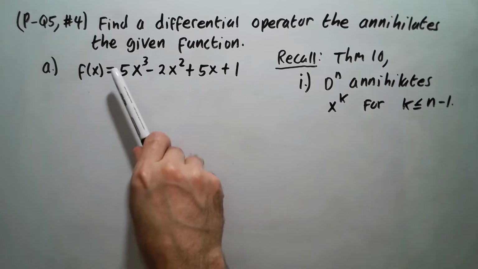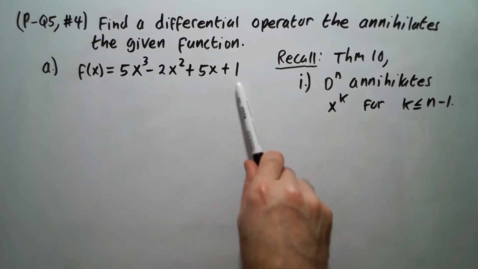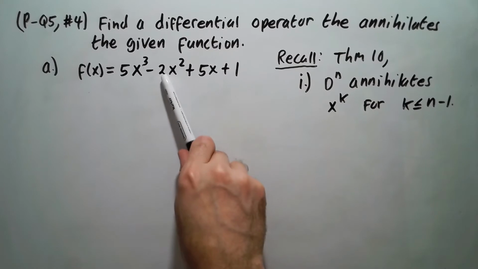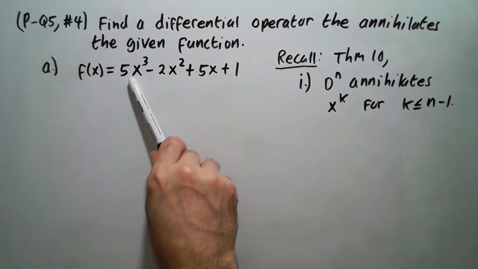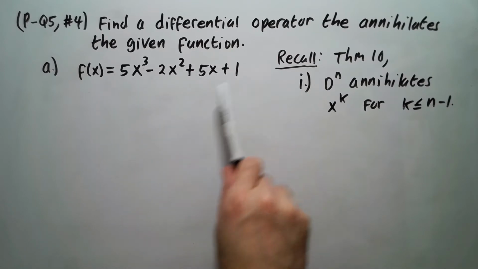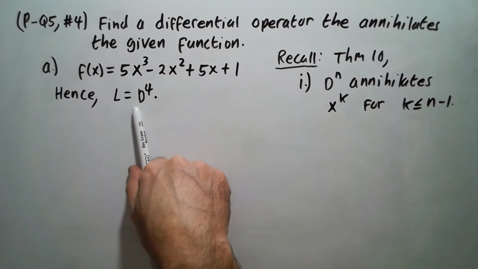So pretty much if you took the fourth derivative of this guy, it would end up being 0. Because the first derivative of 1 would be 0, the first derivative of 5x would be 5, second derivative of 5x would be 0, first derivative of 2x squared would be 4x, second derivative would be 4, third derivative would be 0, and this one, the first derivative would be 15x squared, then it would be 30x, then 30, then 0. So you can see if I took the derivative 4 times, this would disappear. So therefore, D to the fourth is our answer. So L equals D to the fourth is the answer.